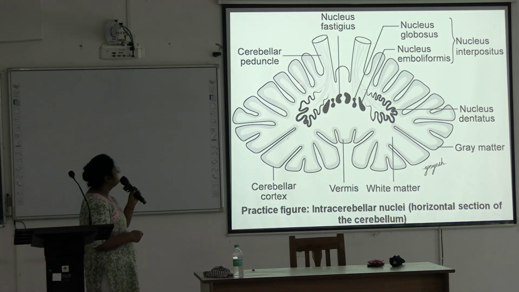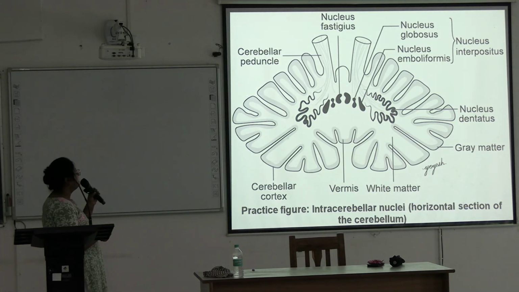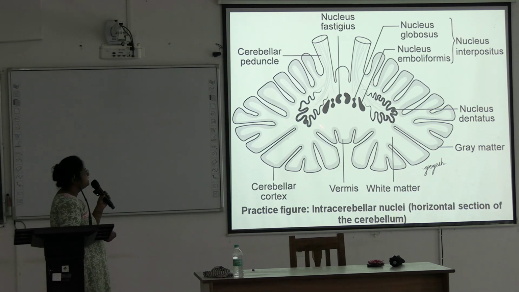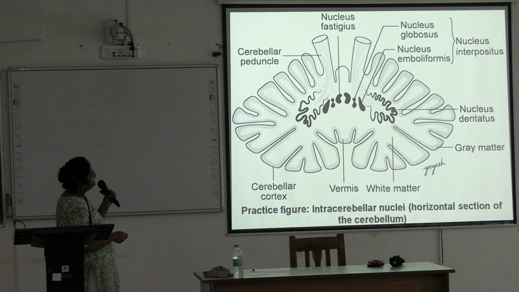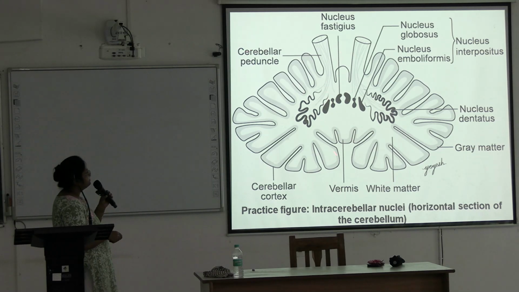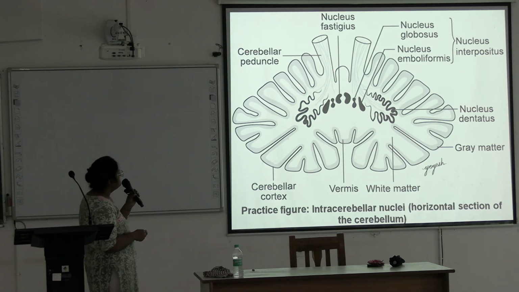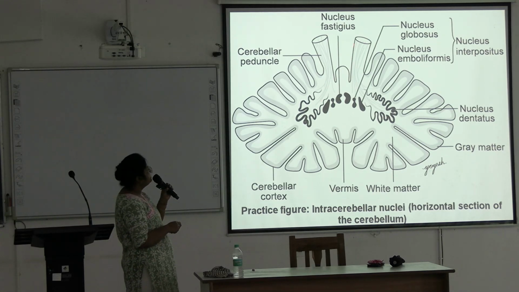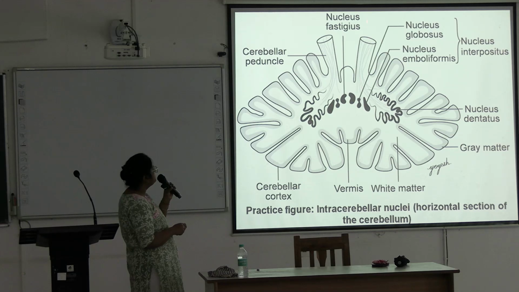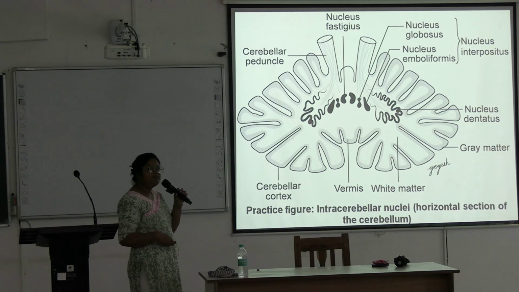So this is enlarged view. So this is the cortex, gray matter, white matter, folium and the fissures. White matter, within the white matter you see this dentate, emboliform, globose, fastigial. Okay, and the cerebellar peduncles have been shown and midline vermis. Okay, understood? And see via the cerebellar peduncle, the fibers are passing. Okay, efferent fibers are passing and afferent fibers will come.